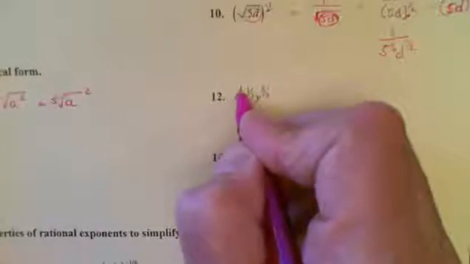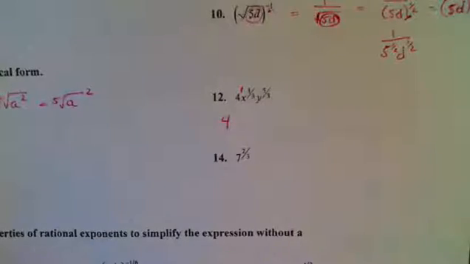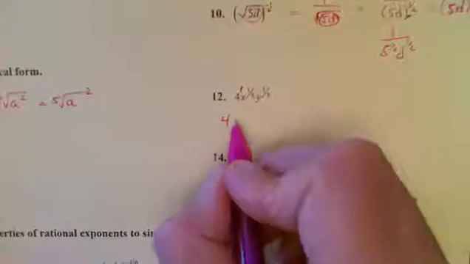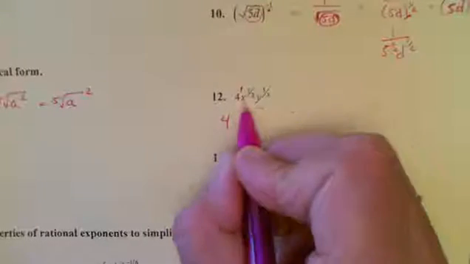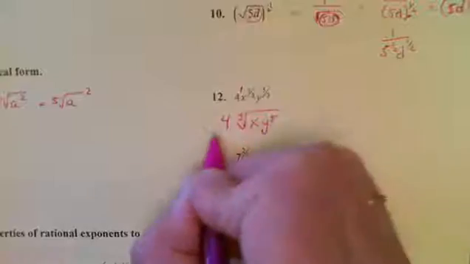All right, so with this one, the 4 is to the first power, so that stays outside the radical. It's 4 to the first. This is x to the 1/3, y to the 5/3. So I'm going to take the cube root of x to the first, y to the 5th. And that's it. That's all you had to do with those.